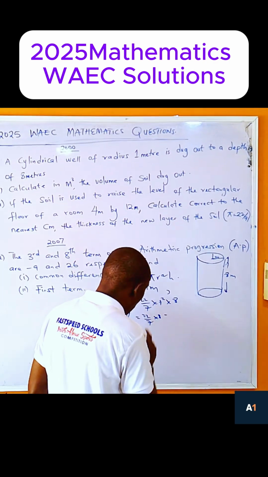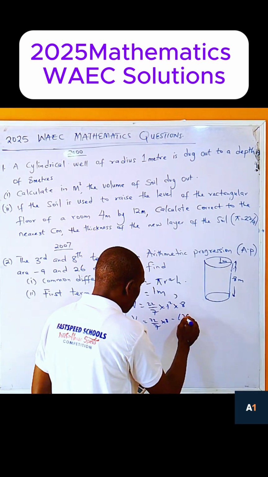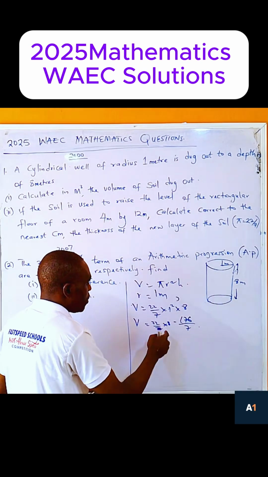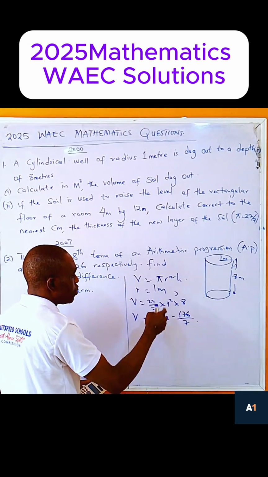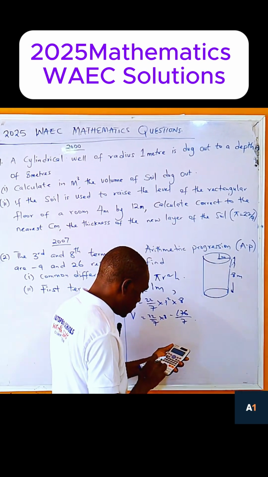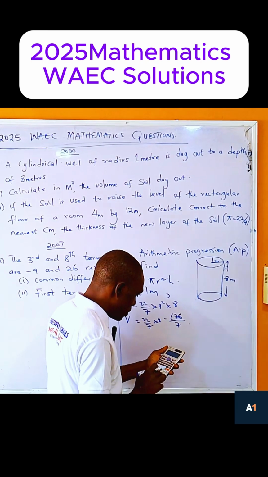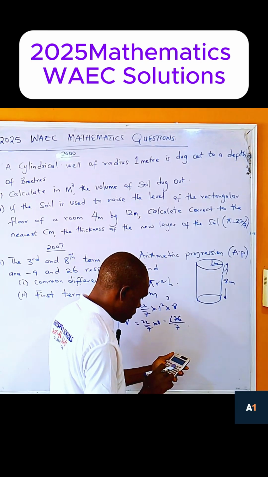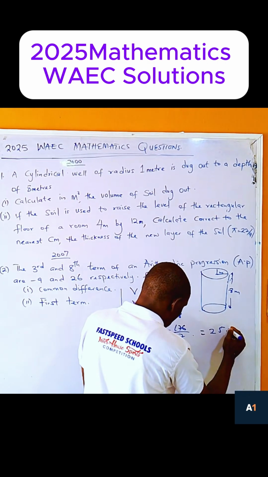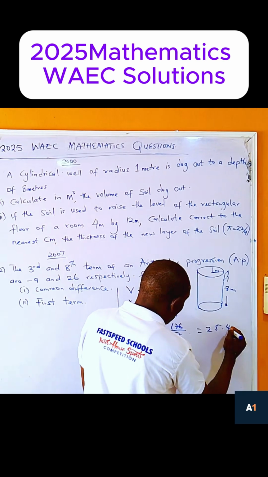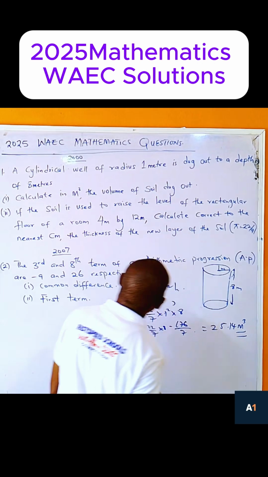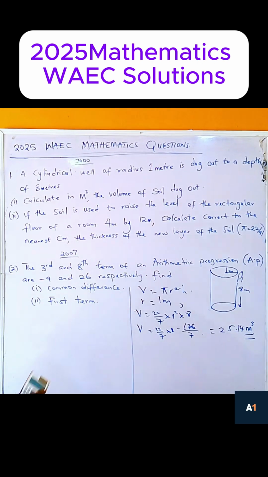So 22 times 8, we have 6, then 17, divided by 7. Because this time this will give you 16, then this time this will give you 16 plus 1, 17. So 176 divided by 7 will give us 25.14 meter cube, according to the instruction, meter cube. So this is the volume.